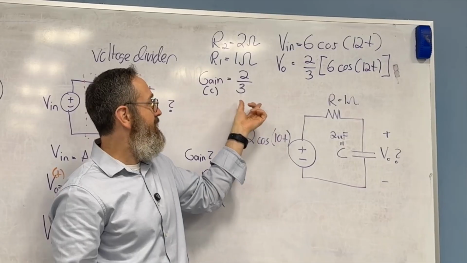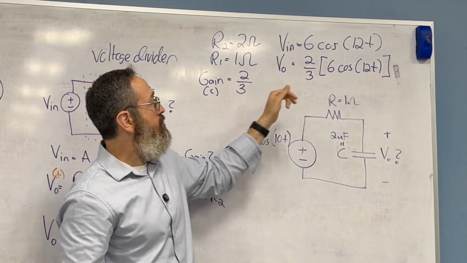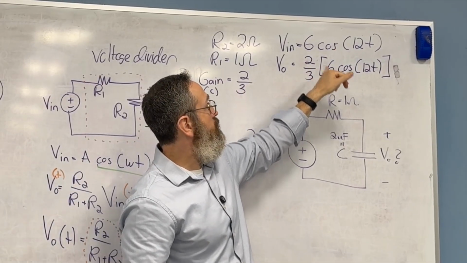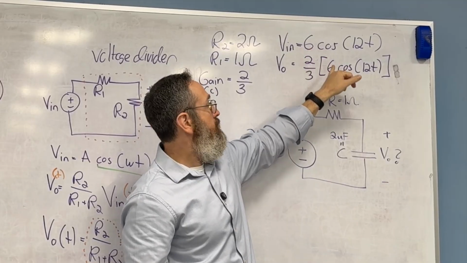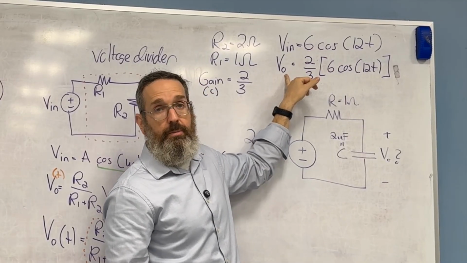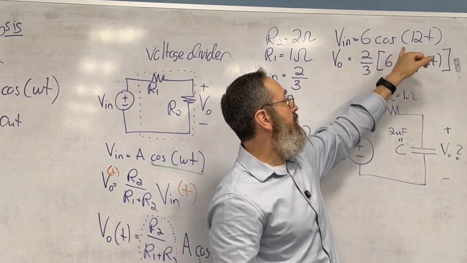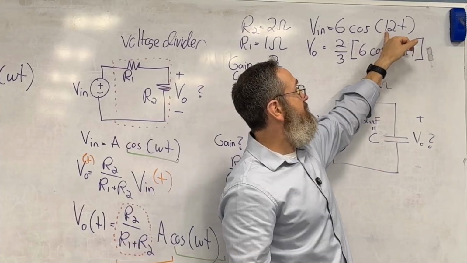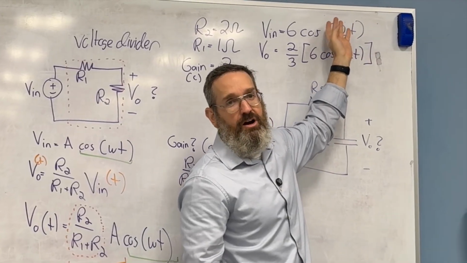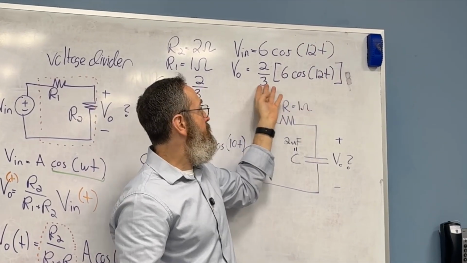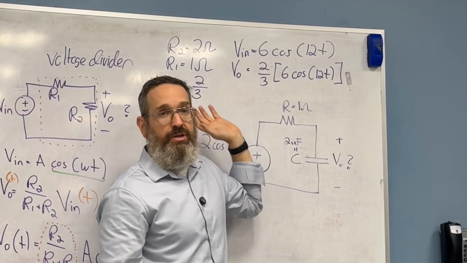You think why it's nice to have the gain, because if I were to suddenly change this to 12, it would be very quick for you to get to a new output. If I said 13 cosine of 16.5t, just complicated numbers, not really. Just put the gain in front of it, and you get your output.